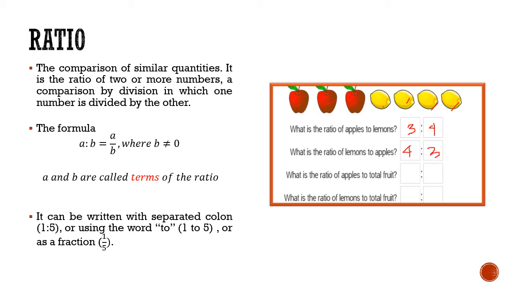So what is the ratio of apples to the total fruit? Ito naman, bilangin natin kung ilang fruit meron tayo. So 1, 2, 3, 4, 5, 6, 7. We have a total of 7 fruits here. So, apple muna. Apple, which is 3 to 7 as our total fruit. So, what is the ratio of lemons to the total fruit? So, we have 4 lemons here. So, 4 to 7.